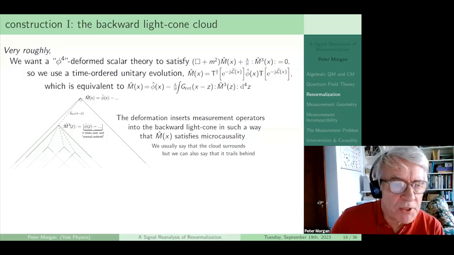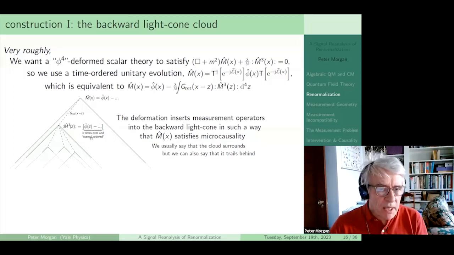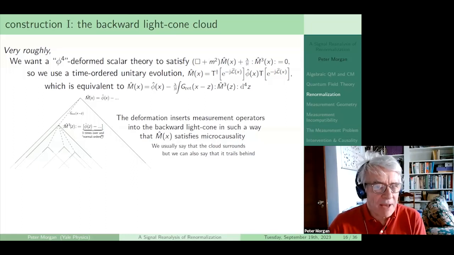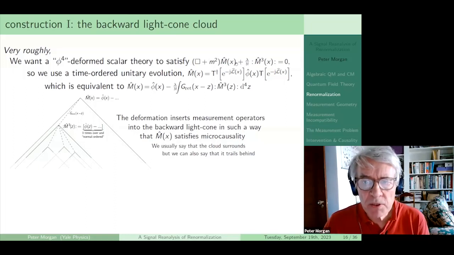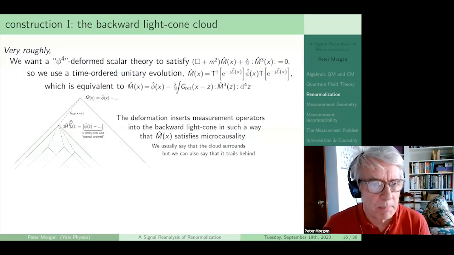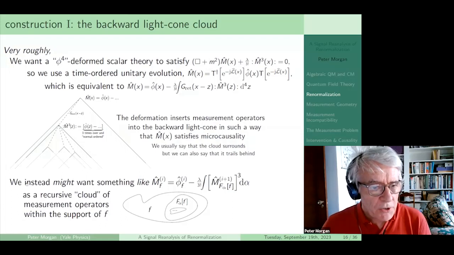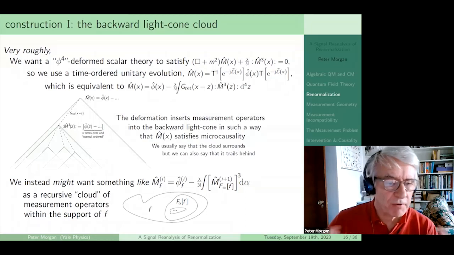And that's just to insert into the backward light cone measurement operators in such a way that m hat of x still satisfies microcausality. And that's ensured by the way in which we construct this. We usually say that the crowd surrounds m of x, the x point, but we can also say it trails behind. This is not a familiar construction to people, but it's actually quite simple to derive. So if we follow this, we instead might want to do something like construct a recursive cloud of measurement operators within the support of F.